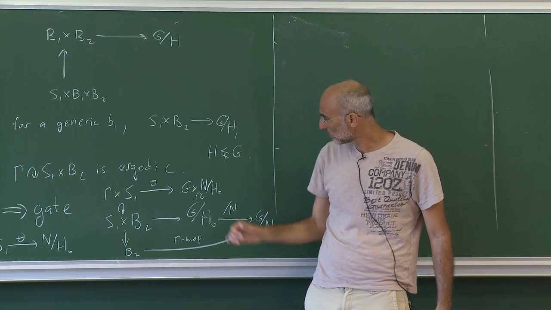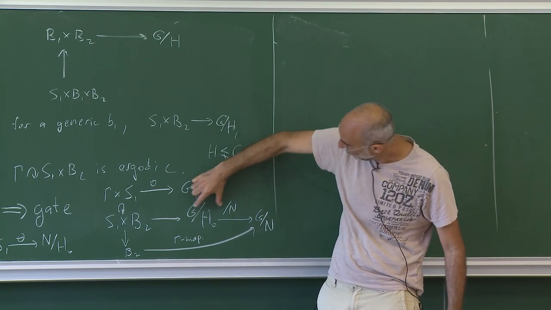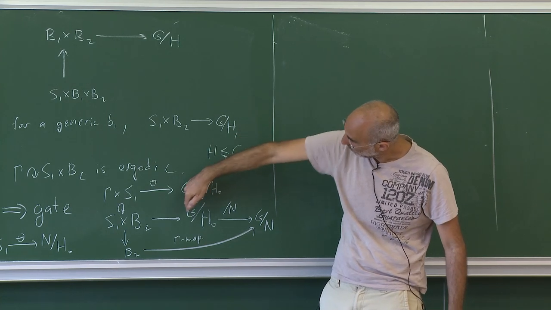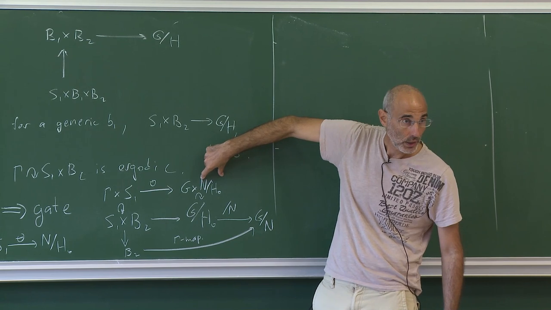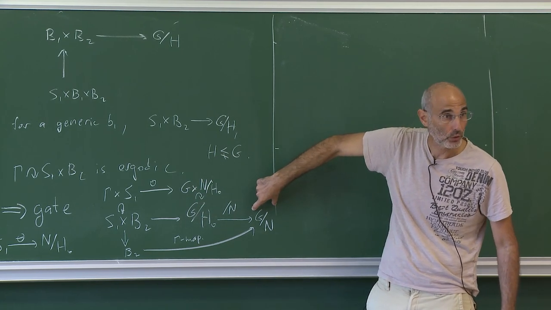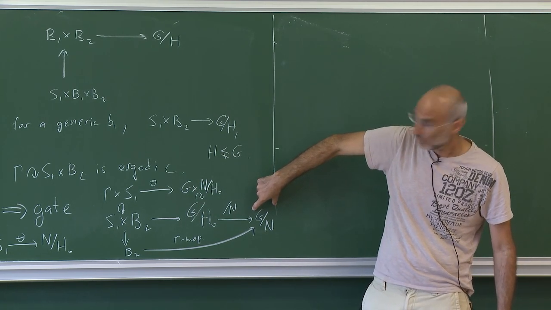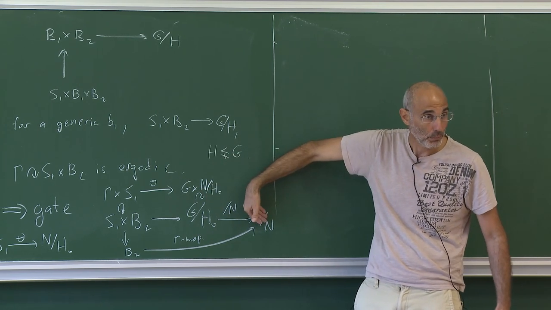Okay, so I'll explain. Now, I divided the action. I took this space, considered it with a G left action and an action of the normalizer on the right, and I divided by the action of the normalizer. This is just taking the map from G mod H0 to G mod the normalizer. And this is an invariant map.